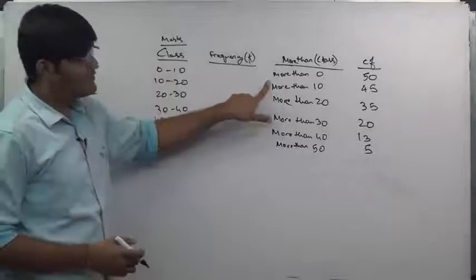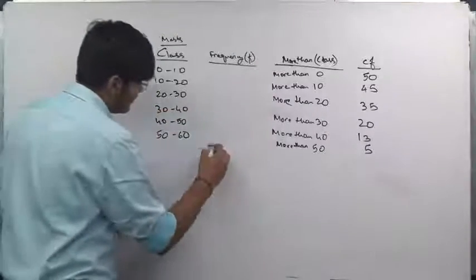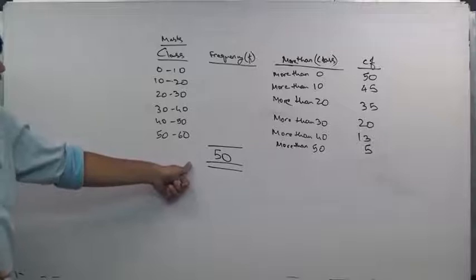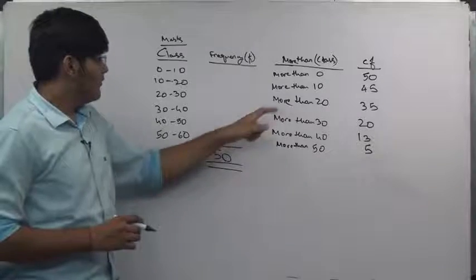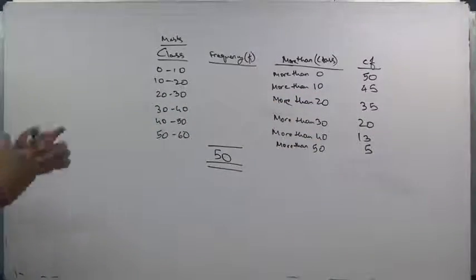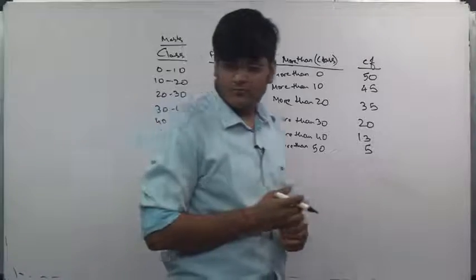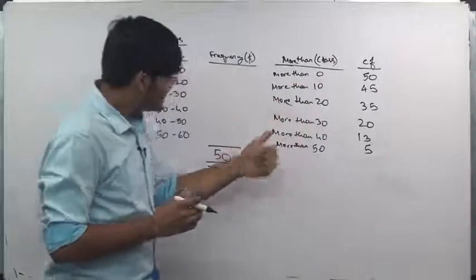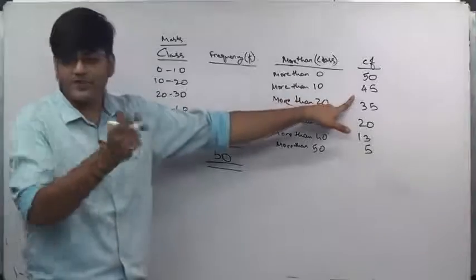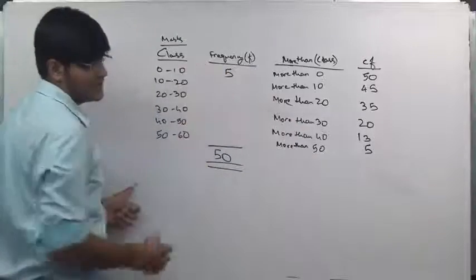Okay. So more than 0 they have given. That involves all the people. So total, write down 50. More than 10 involves all the people who have scored above 10. So if we subtract the people who have scored above 10 from the total number of people, we get people who have scored from 0 to 10. 50 minus 45 will give us 5. It becomes 0 to 10.